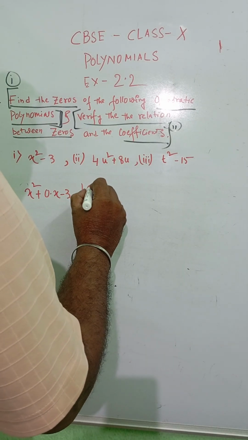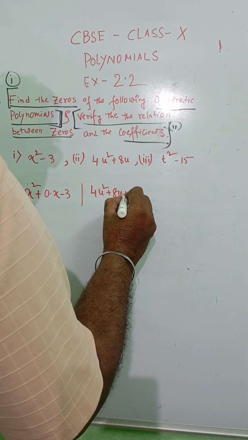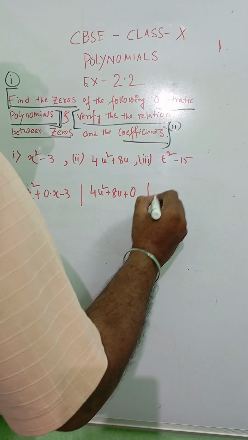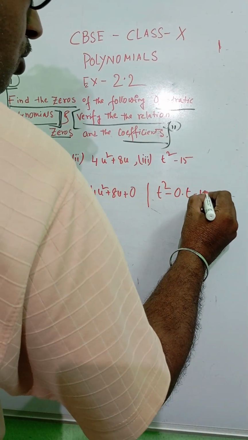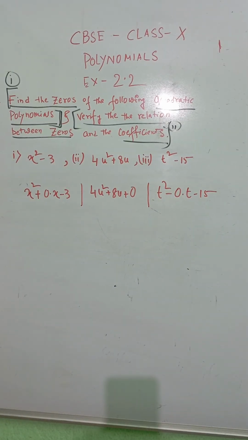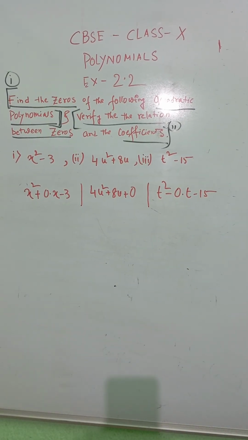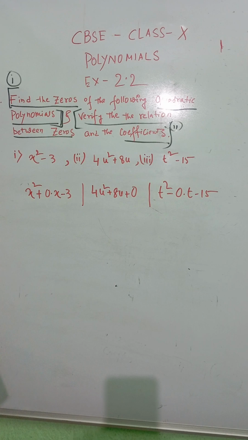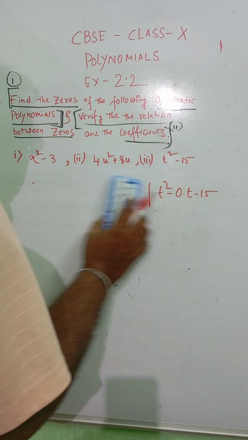Now this one is also a quadratic polynomial. And this is also a polynomial. This is not our math. What they said is: find the zeros of the quadratic polynomial.